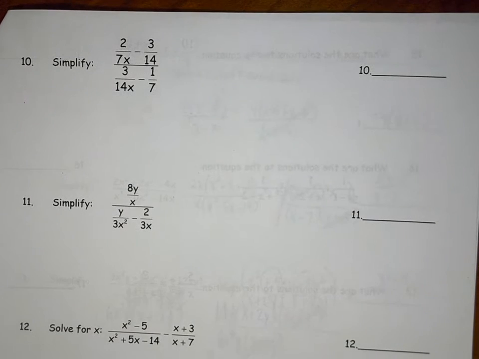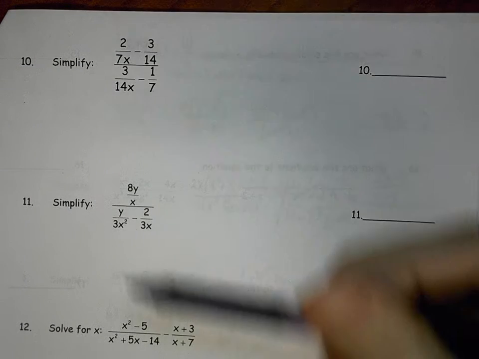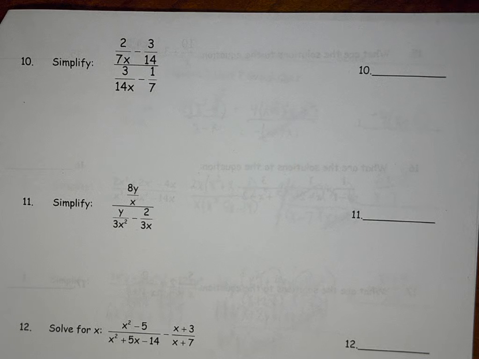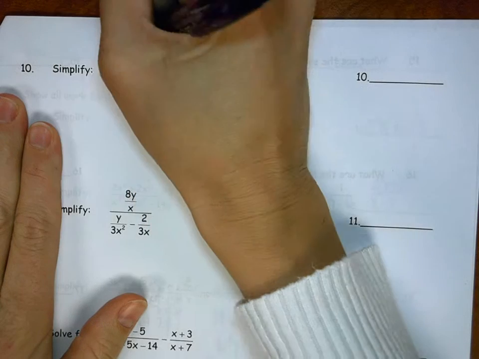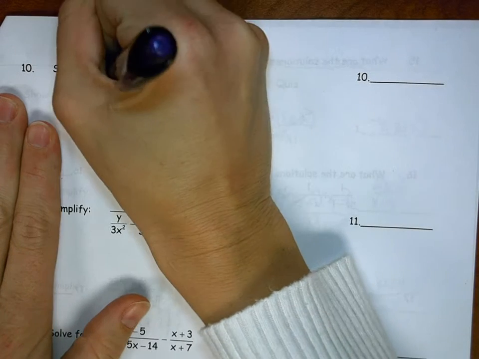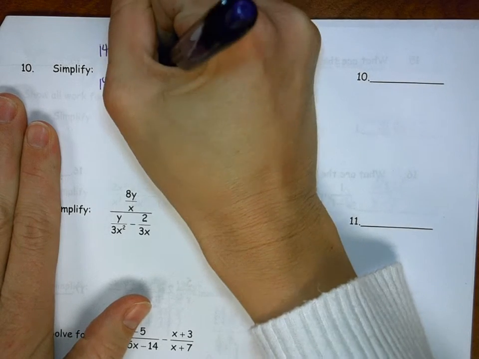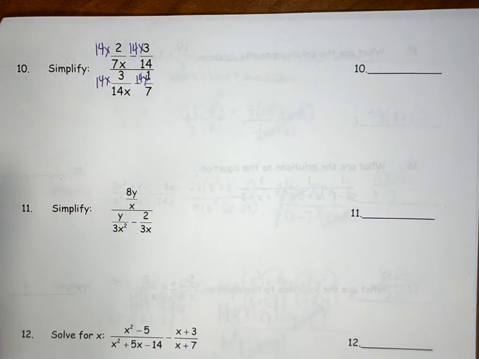All right, page 3. On this one, look at all the fractions. What is the common denominator between all of the fractions? 14x. 14x is correct. Next to every term, write 14x. Okay? The whole purpose is to get rid of each of these fractions.